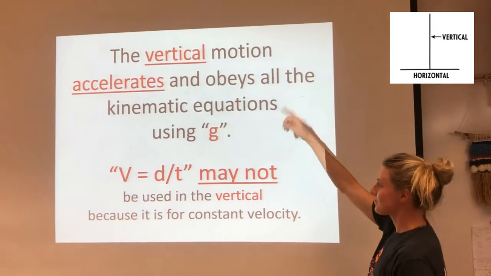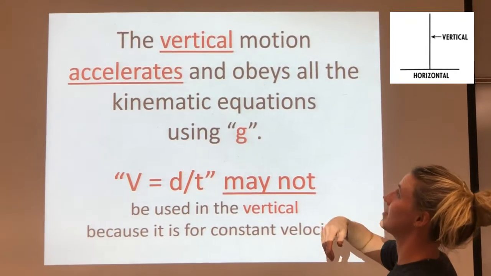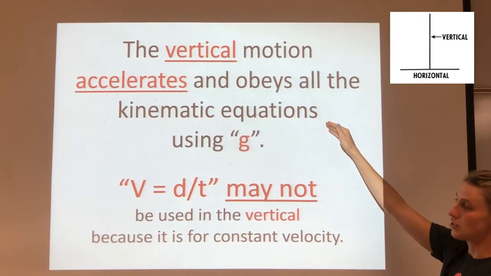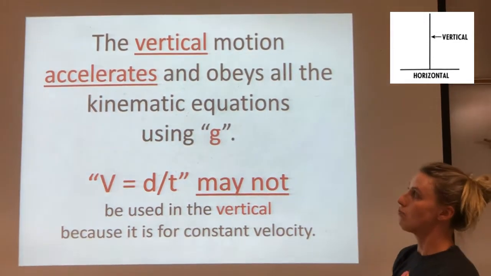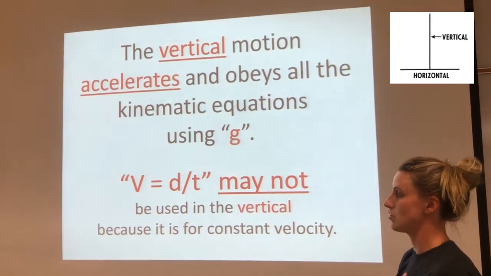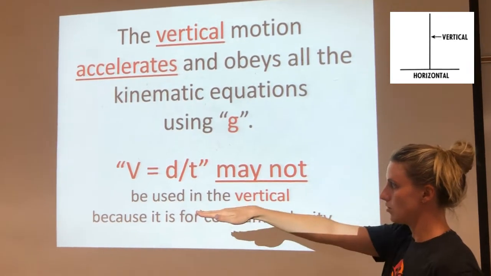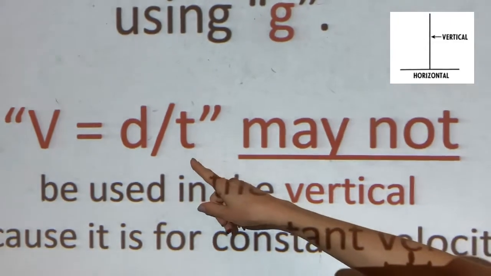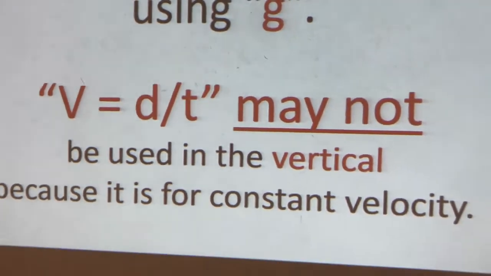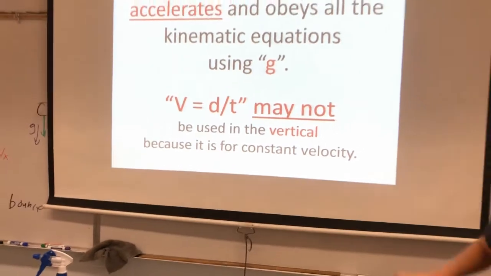And then the vertical motion accelerates and obeys all the kinematic equations. So when we're thinking about vertical, up and down, we're going to be using the kinematic equations. When we think about horizontal, we use this equation. You may not use this equation for vertical. Bad student. May not use it for the vertical. Bad student. Okay, so that's a lot of words.